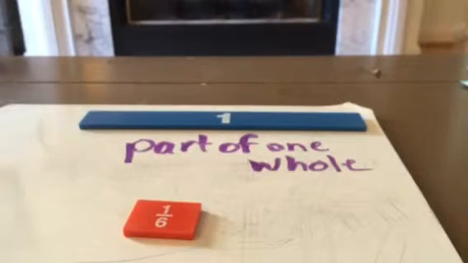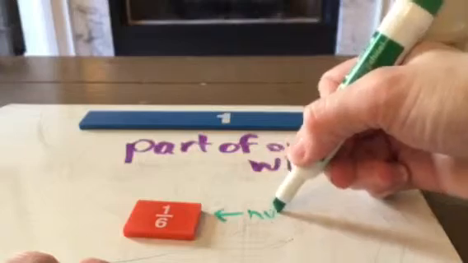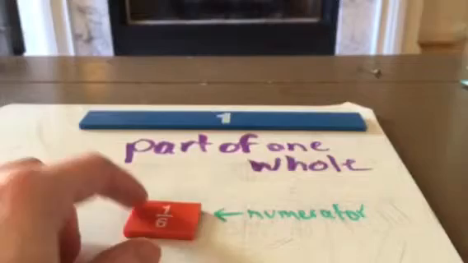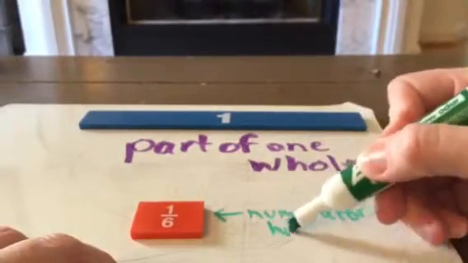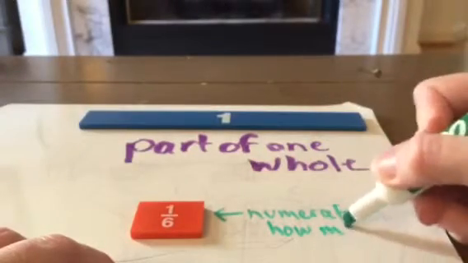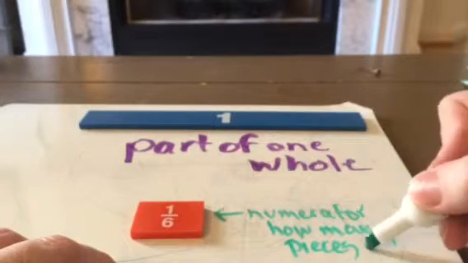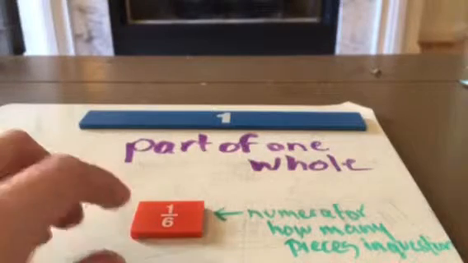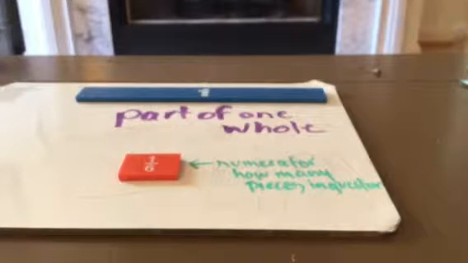Well, the number on top is called the numerator, and it tells you how many pieces we're talking about. So since this is only one piece, the numerator is 1. So the numerator is how many pieces we're talking about. So how many pieces in question? In this case, we have one piece, so it is a numerator of 1.